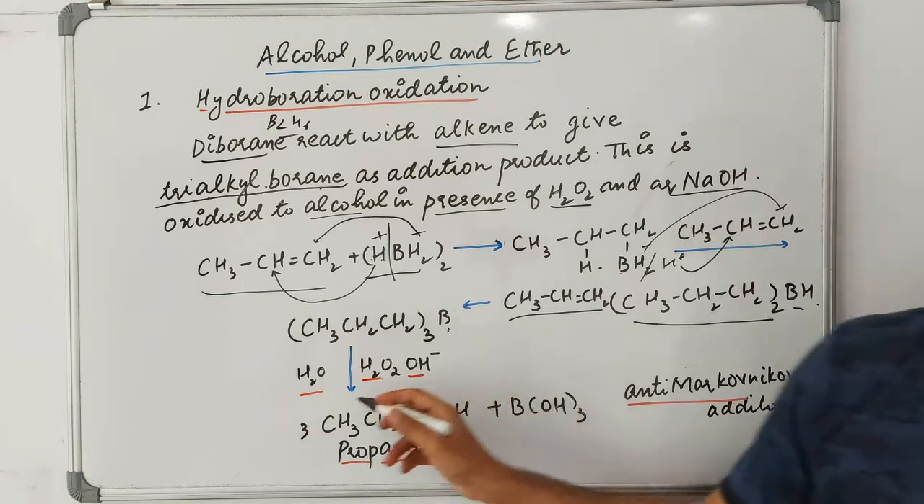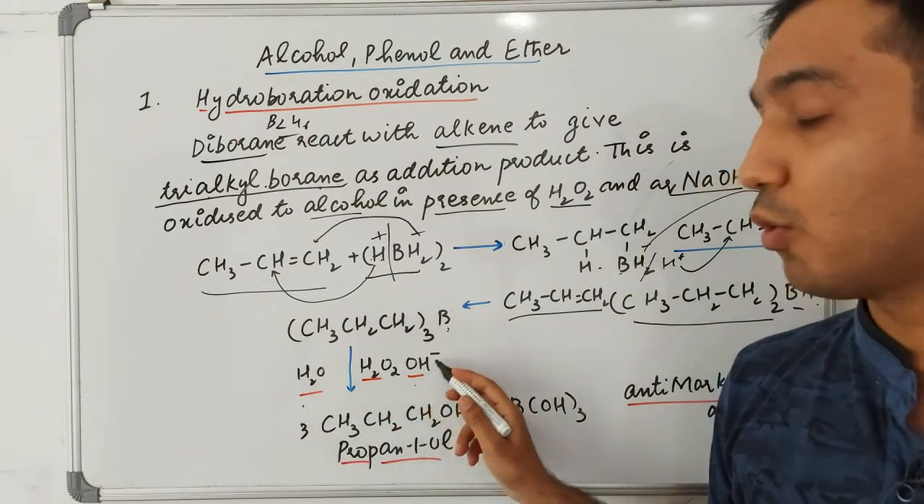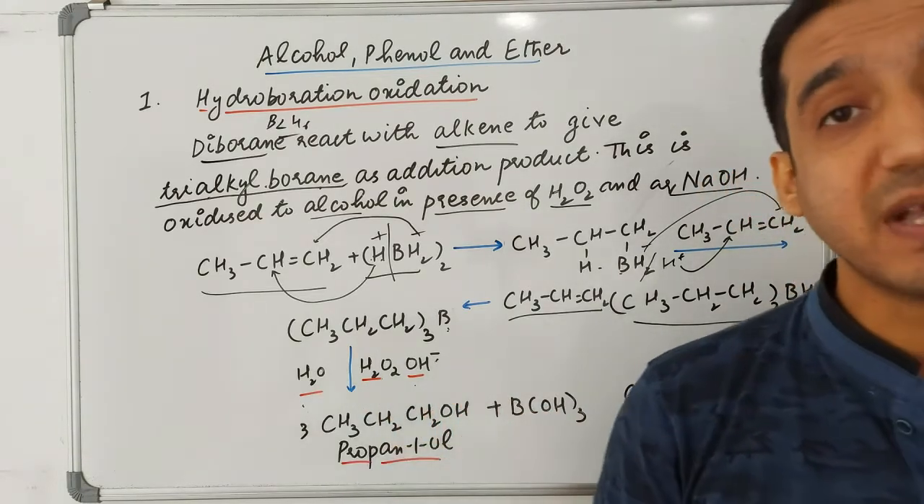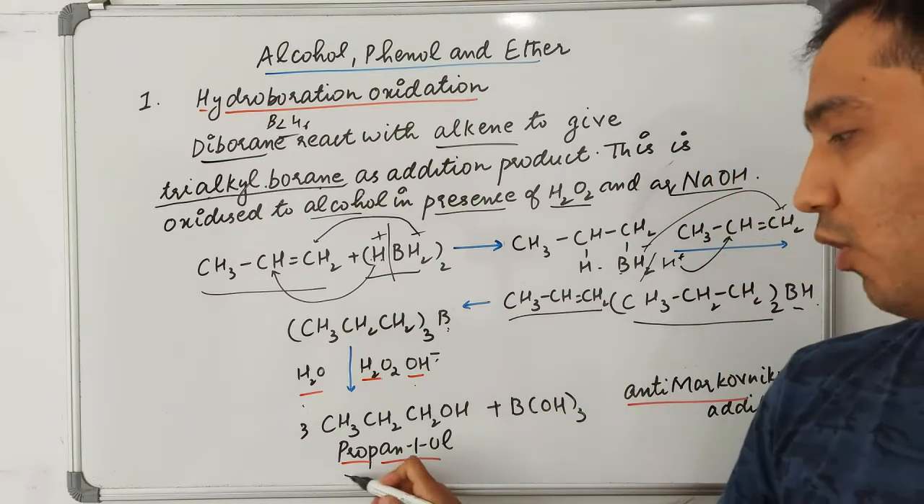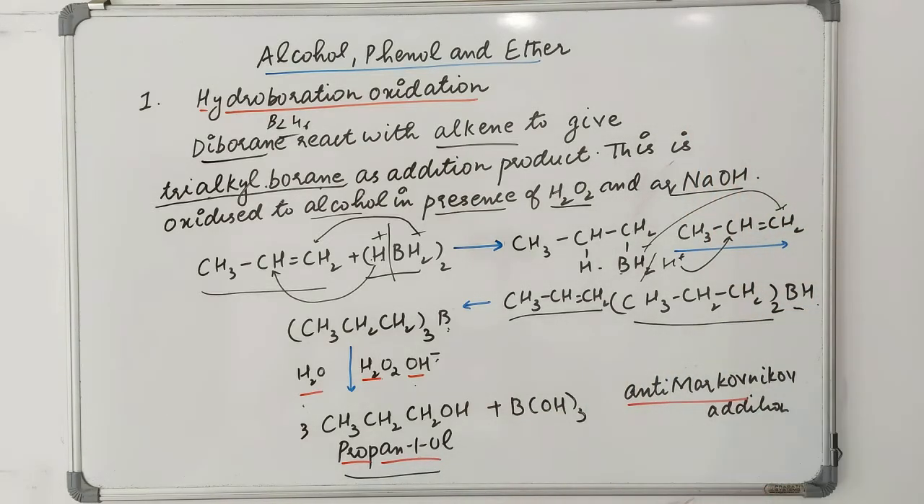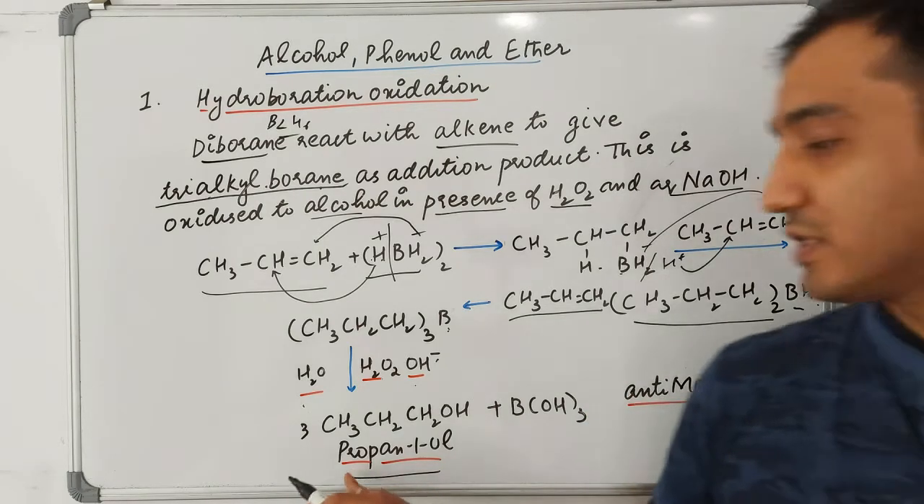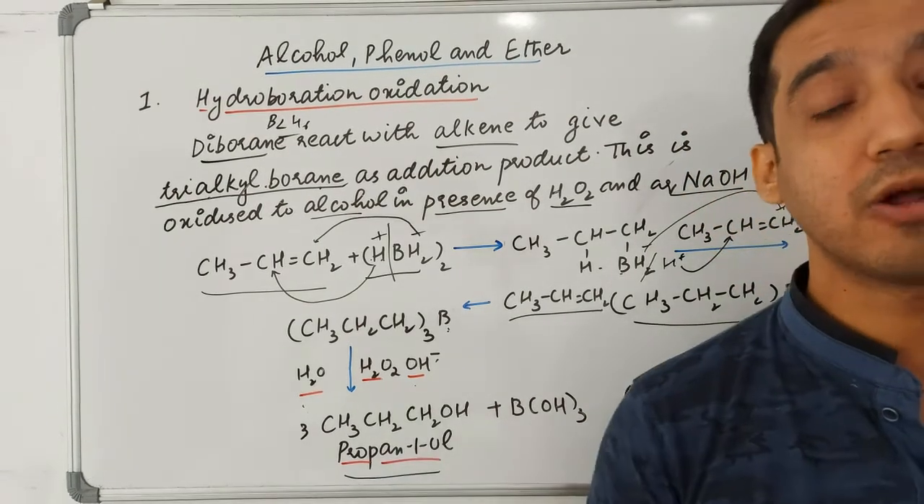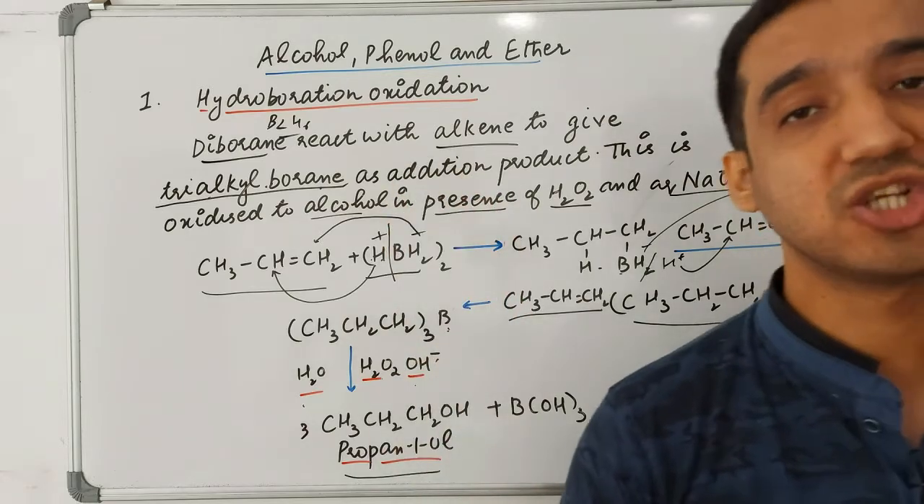So 3 propyl groups have attached to the boron. Now what happens in the presence of H2O2, hydrogen peroxide, and OH-? It results in the formation of propan-1-ol. So this reaction follows anti-Markovnikov addition, as a result of which you get propan-1-ol. So this is the hydroboration oxidation reaction.